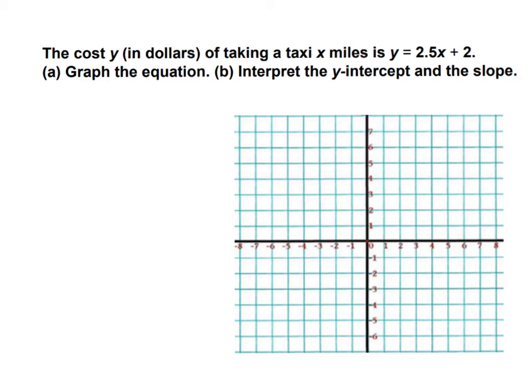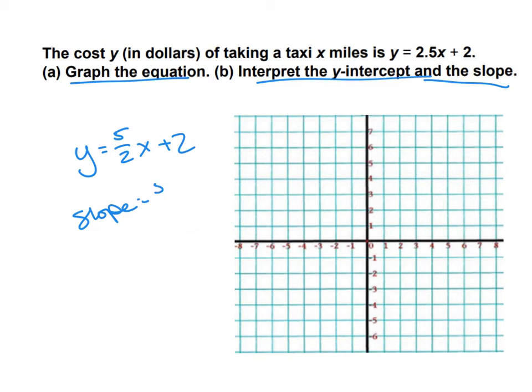The cost y of taking a taxi x miles is y equals 2.5x plus 2. Graph the equation and interpret the y-intercept and the slope. So let's write this down. Y equals 2.5, so I'm going to change that to 5 over 2, a fraction, so it would be 5 over 2x plus 2. Our slope is 5 over 2. Our y-intercept is a positive 2.